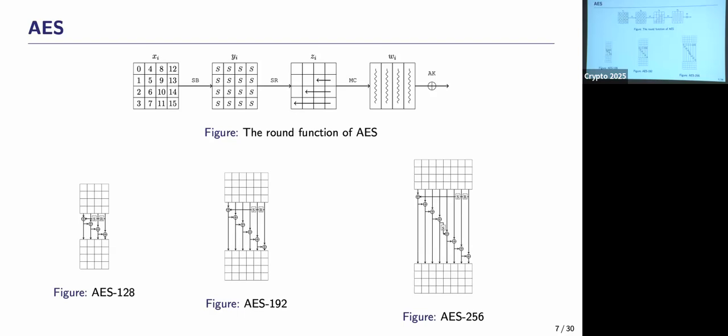AES is a 128-bit block cipher with a 128, 192, or 256-bit key. It operates on a 4x4 column-major order array of bytes. The round function contains 4 major transformations: SubBytes, ShiftRows, MixColumns, and AddRoundKey.